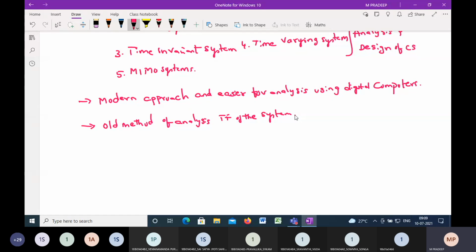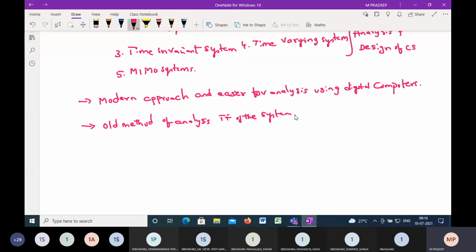What type of different analysis are we going to obtain? All of that analysis should be called old methods. The recent and modern approach that we are going to consider is the state variable approach, which we are going to take for analysis as well as for designing of your system, using the help of a digital computer.